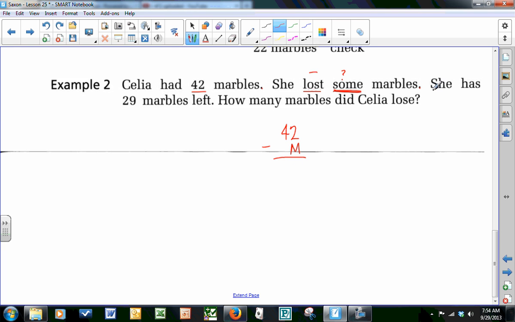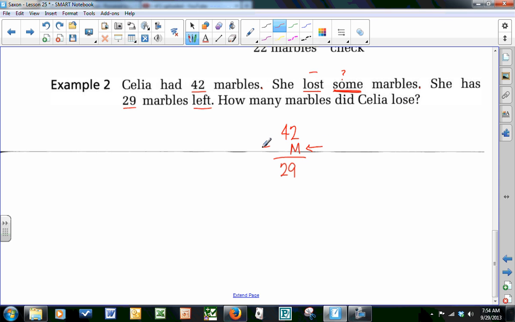Let's go back to real reading. She has 29 marbles left. Okay, so left goes down here, 29. And then finally the question, how many marbles did Celia lose? Right here. How many did she lose?